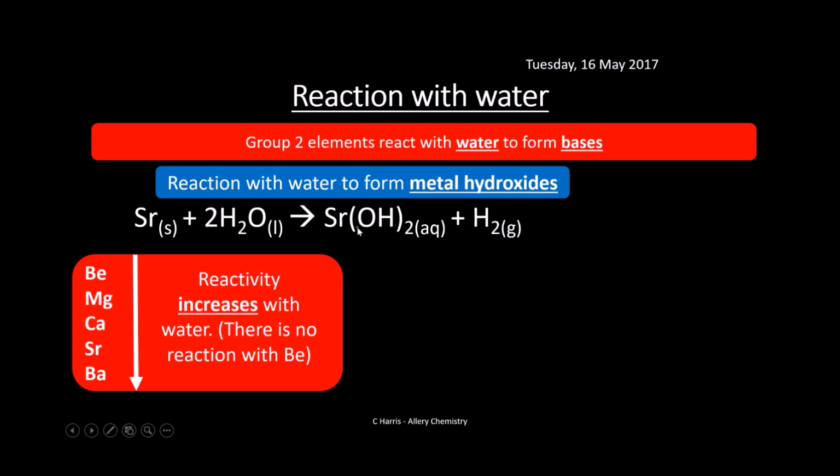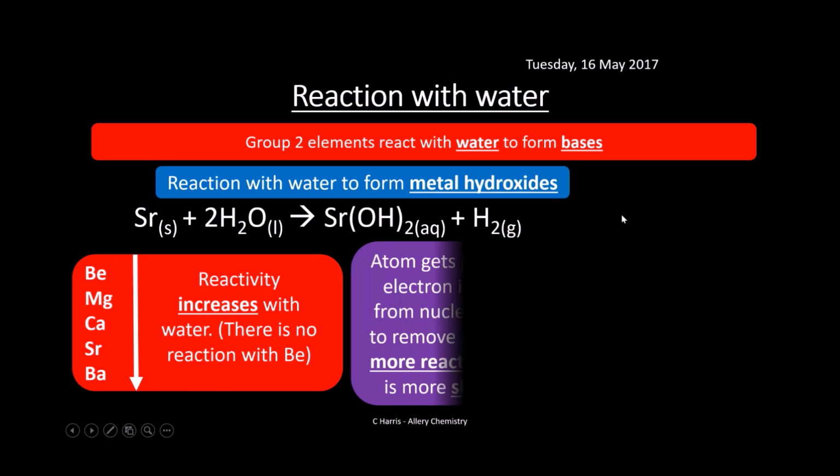This is very similar to the group 1 metals when you add them to water. They're a lot more violent though than group 2s. You add them and they catch fire and produce hydrogen gas. Now the reactivity increases with water as we go down the group. So beryllium actually doesn't react at all, down to barium, which would react reasonably strongly with water.